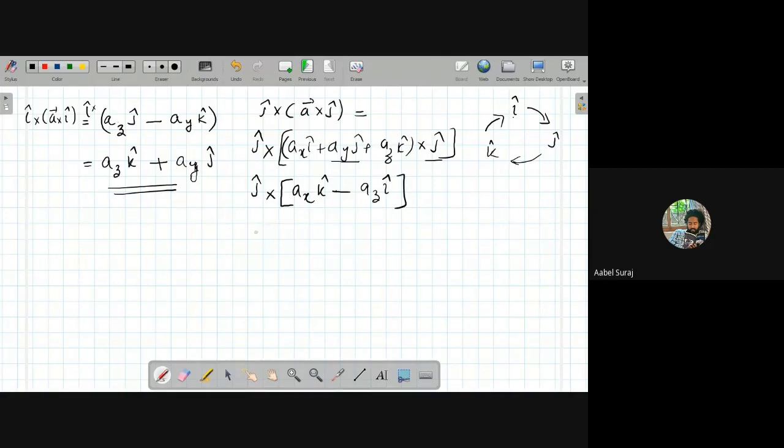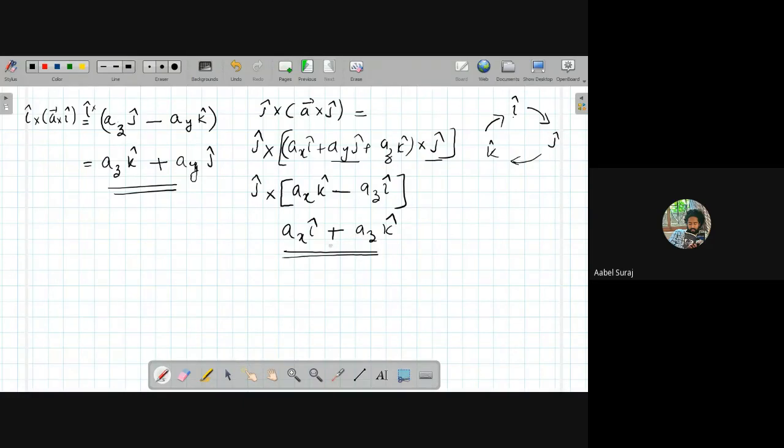Now, multiplying this with j, it will be j cross k. j cross k is i, so it will be ax into i cap, minus j cross i. j cross i is minus k, so minus and minus gives plus az into k cap. So this is the answer to j cross a cross j. Please note this, it is a very important thing. We are doing these calculations in the cyclic format, so there will not be a j here, only i and k. That is the importance of doing cyclic calculations.